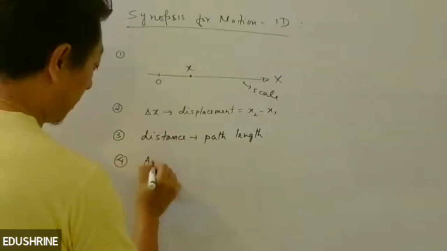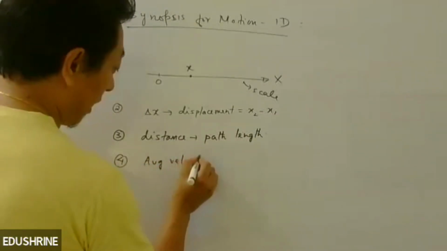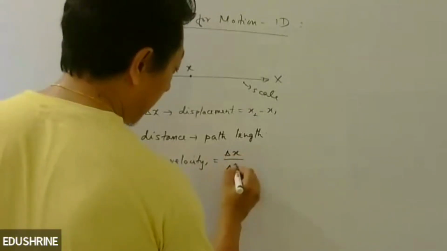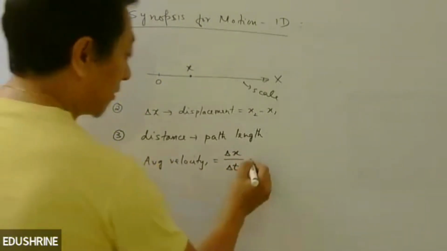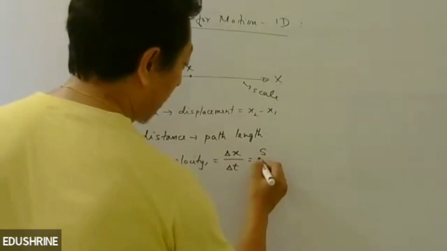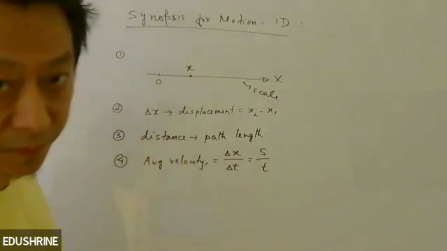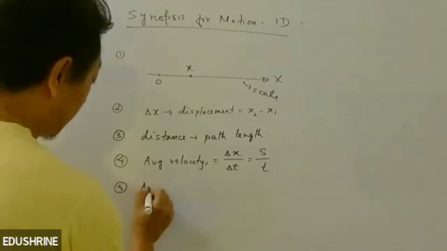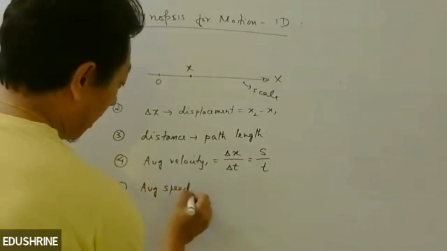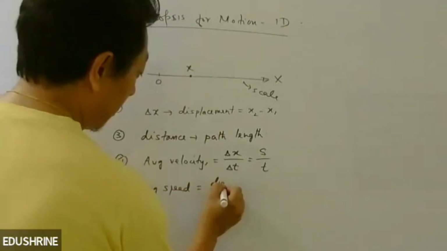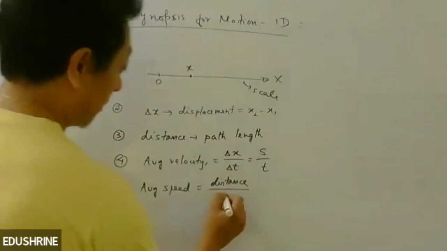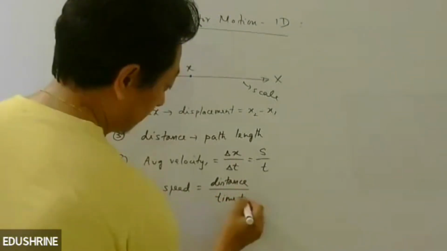Then average velocity, if they ask, then for this I can give you a formula: displacement by time taken. I can sometimes write displacement as just s and time taken as just t. When will time taken t be this? If you start from 0 time, obviously. And what will be average speed? Average speed, if they ask, then again I cannot give you a formula because distance depends on the length of the path. Distance divided by time taken.